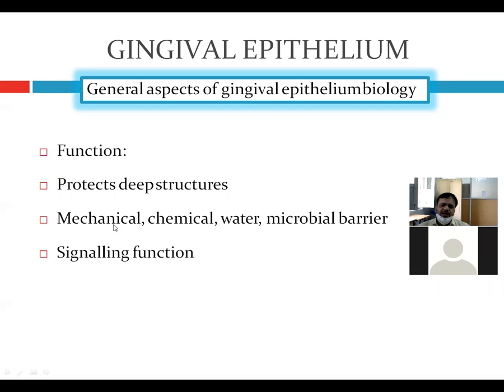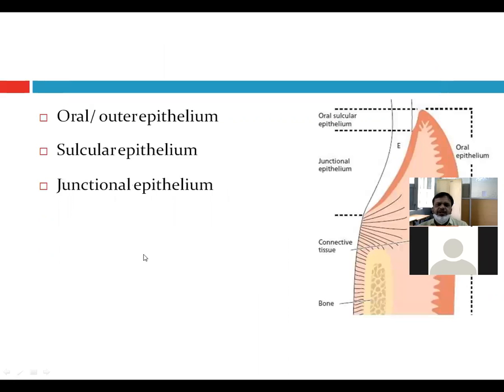Then it is helpful as a mechanical, chemical, and microbial barrier. So gingival epithelium also acts as a barrier to mechanical and chemical insults. Also, it has a signaling function. So whatever signals are present are transferred to your underlying tissue. So gingival epithelium is broadly classified.